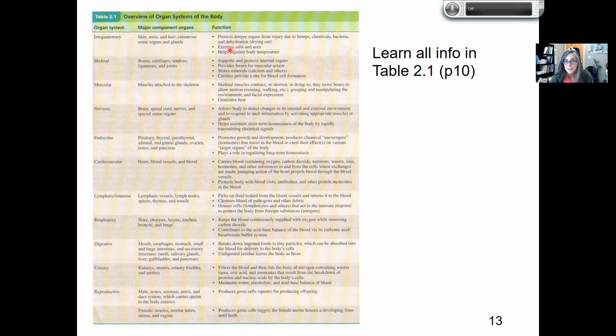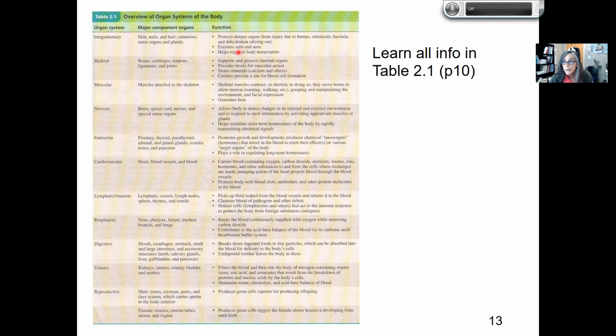So what are the functions? Well, the first function is it protects deeper organs from injury, bacteria, or dehydration. I think you can understand that. The second function is it allows excretion of salts and urea. Of course, we sweat, so we get rid of waste products. And thirdly, it helps regulate body temperature.